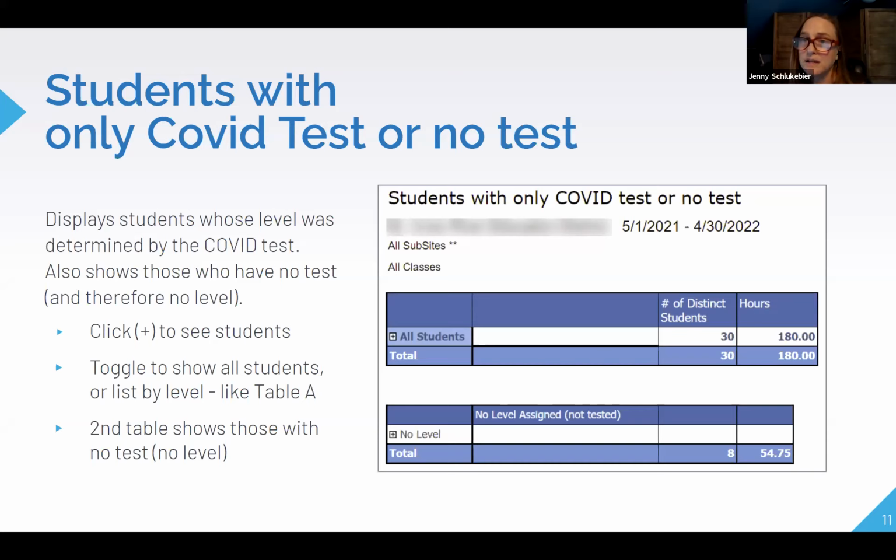Just like a Table A, this report can be run for just a class. So if you're doing your testing by classes, you can run a report for just an ELL1 class or whichever class to find which students need to be tested. So that's a new one, and that's going to be something you're probably going to want to keep your eyes on for the next couple months and beyond, for that matter.